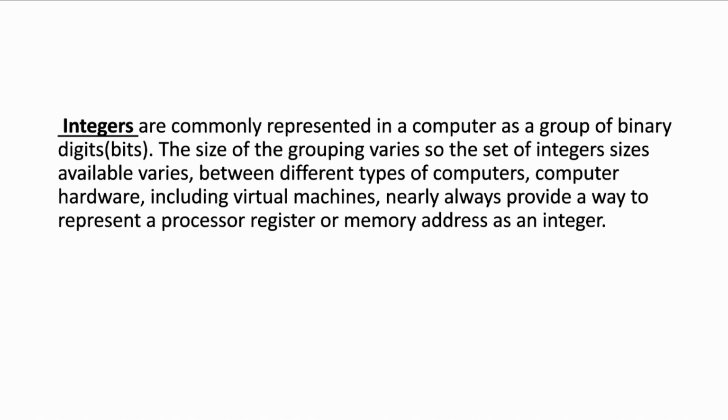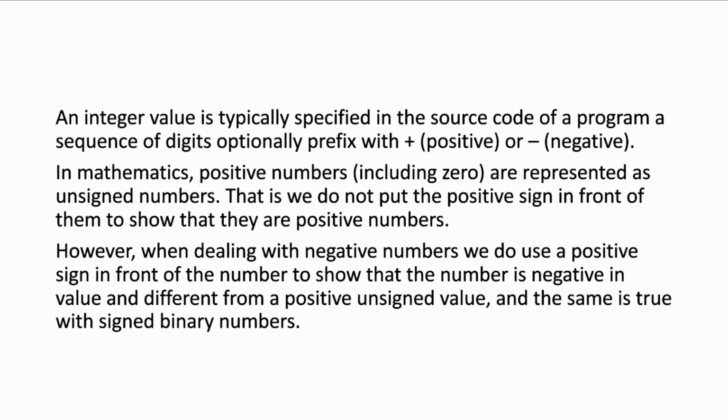Computer hardware, including virtual machines, nearly always provides a way to represent a processor register or memory address as an integer. An integer value is typically specified in the source code of a program as a sequence of digits optionally prefixed with positive or negative.